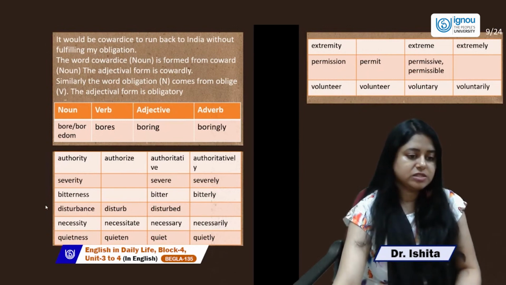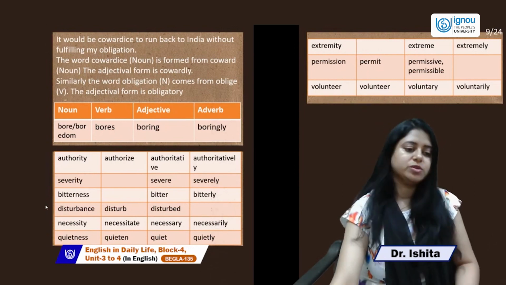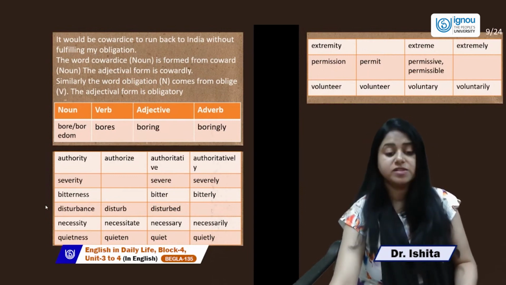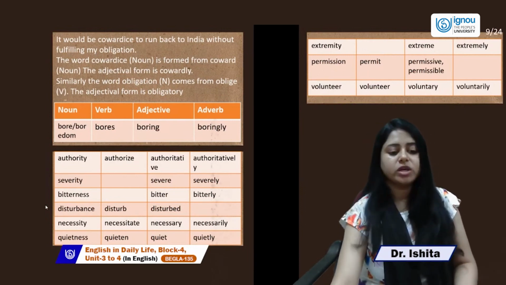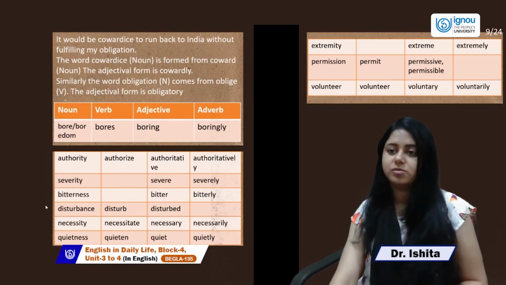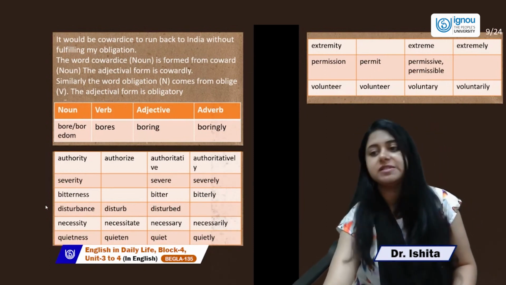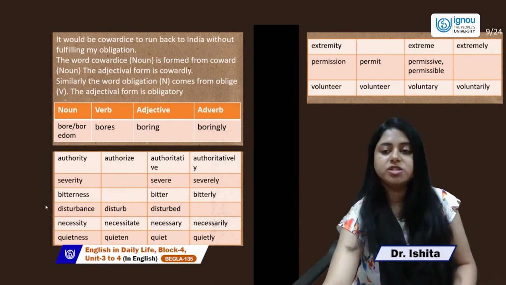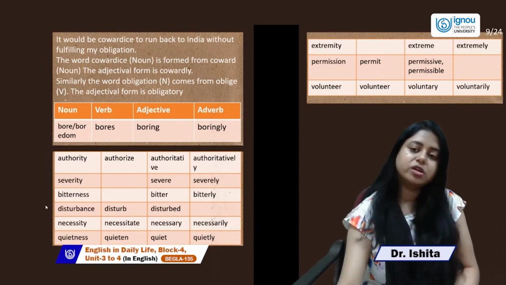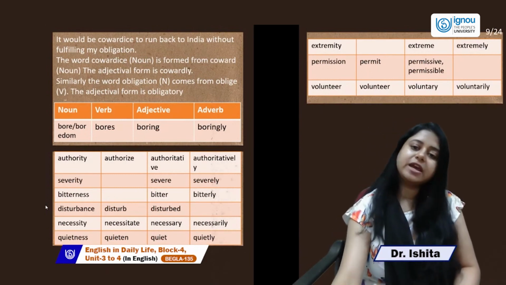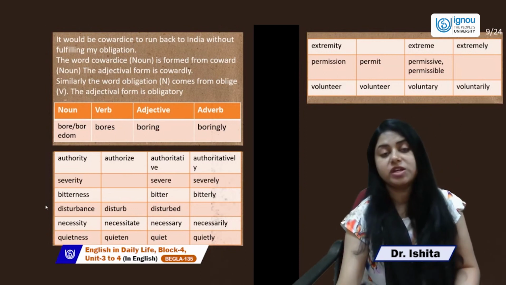All right. Disturbance. Again, you can look at these words: disturbance, disturb, disturbed, necessity, necessitate, necessary, necessarily, quietness, quieting, quiet, quietly, extremity, extreme, extremely, permission, permit, permissive, permissible, volunteer. Look at the word here. It's again the same, but it can be used both in noun as well as in verb form.